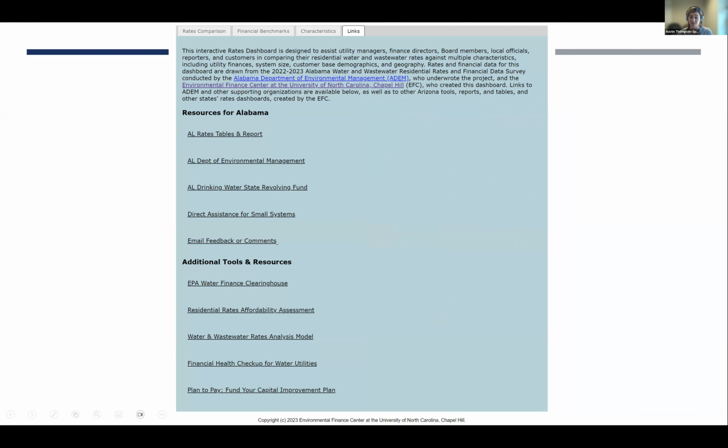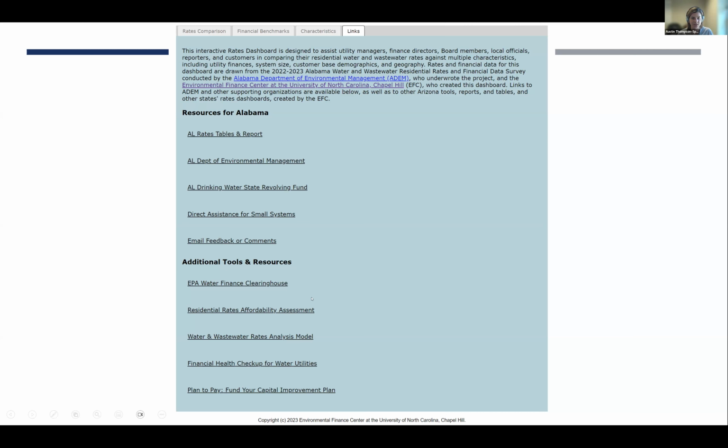And then if you see that something's wrong, right? You're from a utility and the information that's in there doesn't actually reflect your utility or the rates are off, you can always click that link to email us with any sort of comments that you have. Additionally, if you just like the tool, you have some positive feedback, we always love that too.